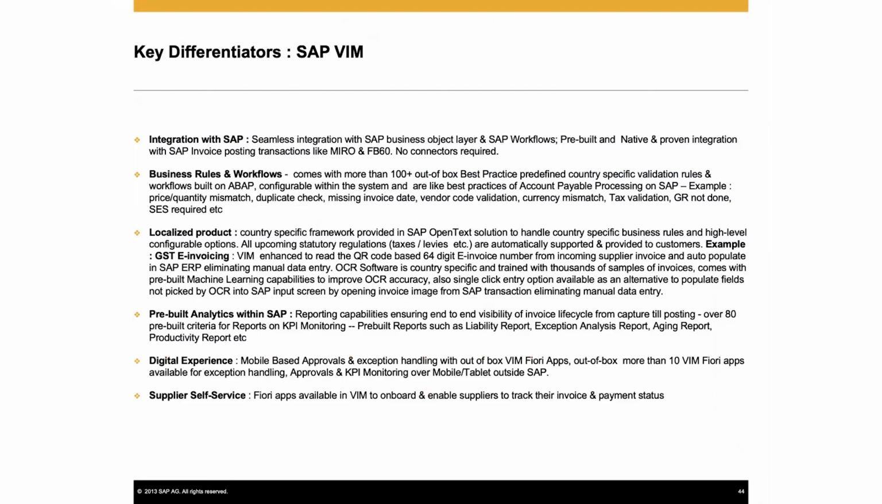These are various differentiators which we have discussed in this session briefly. A seamless integration with SAP, whether it is MIRO or FB60, no connector required, no customization required. Out-of-box integration is available with all SAP transactions. The solution gives you more than 150 business rules out of box for PO, non-PO, and transport-based invoices, which you can leverage, and every business rule has a corresponding workflow as well.